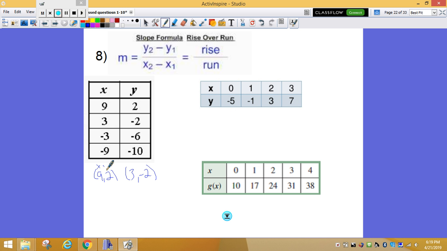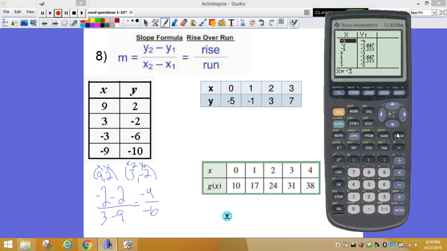Ordered pairs always go x and y. You should be writing this down with me. X and y. And these get 1s. And these get 2s. So I'm just going to plug into this formula. y2 I labeled as negative 2. Minus y1 I labeled as 2. On bottom, x2 is 3. And x1 is 9. Negative 2 minus 2 is negative 4. You can use your calculator if you're not sure. 3 minus 9 is negative 6.